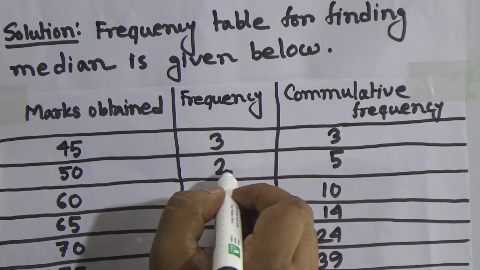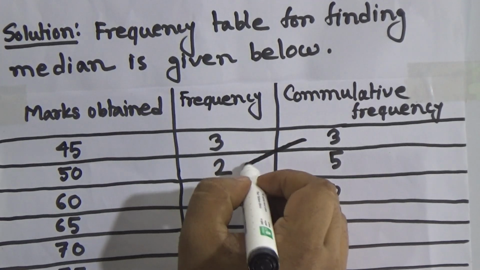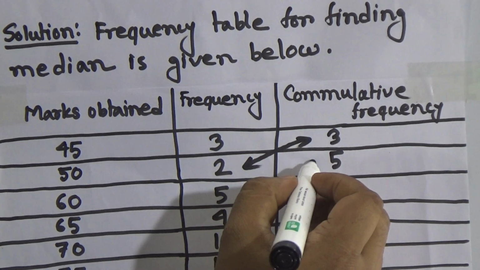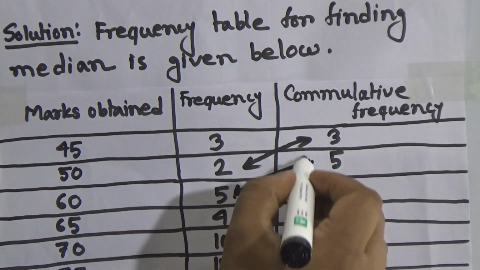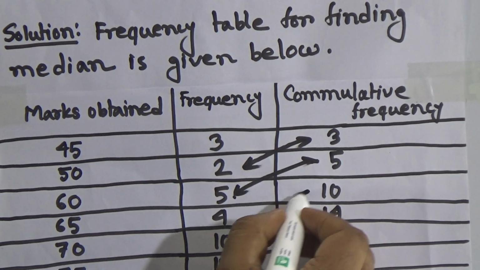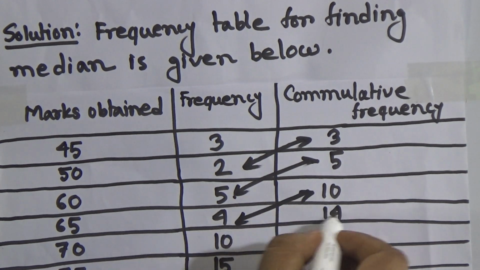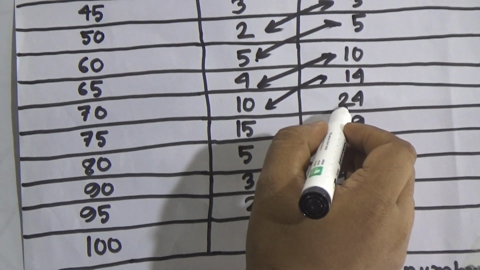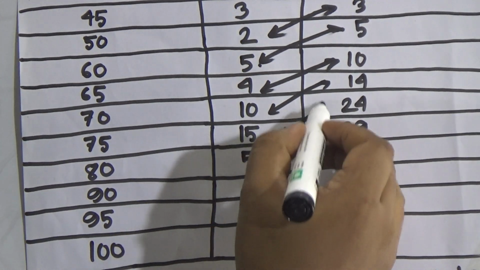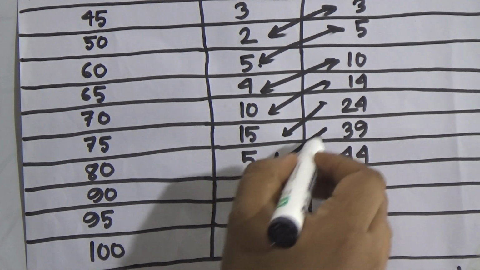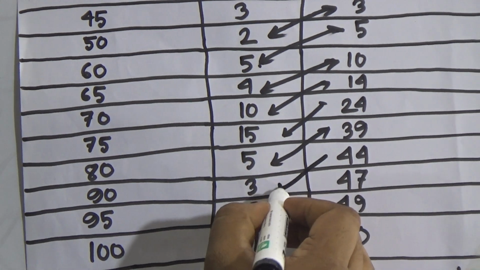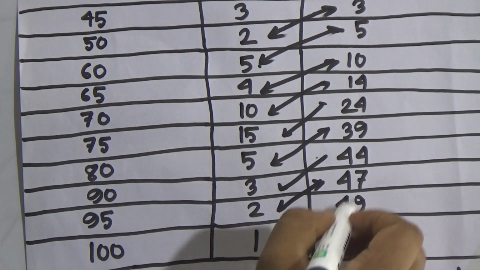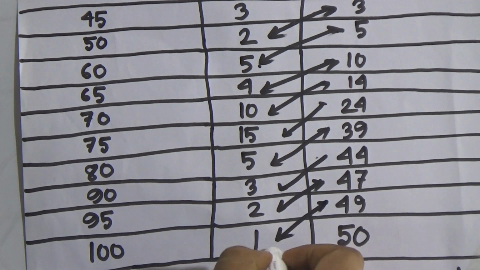Now we add this 3 with this 2, so 2 plus 3 will be 5. Then we add 5 plus 5, that means 10, and here we write 10. Then we add this 10 with 4 and we get 14. This 14 is written here. Now we add 14 with 10 and we get 24. Now we add 24 with 15, we get 39. 39 with 5, then we get 44. Then we add 44 with 3, then we get 47. 47 is added with 2, it will be 49. 49 is added with 1, it will be 50.